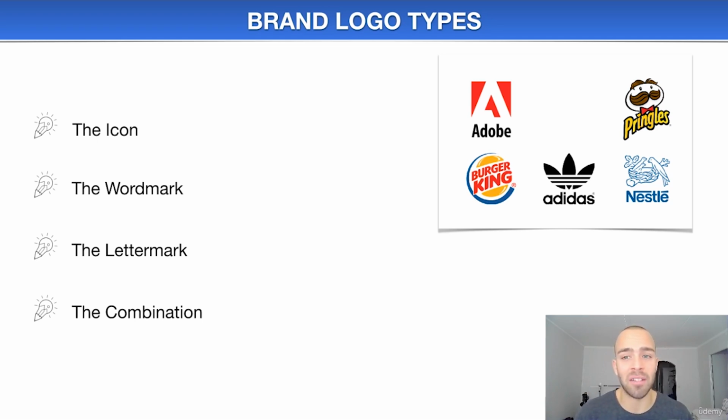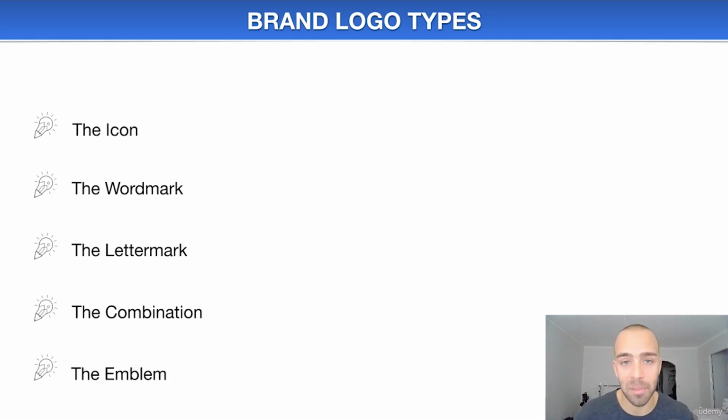But just have in mind to be a little bit careful when doing the separation of the icon and the word mark in your marketing, because it can be a little bit harder for your audience to recognize you by either the logo or the word mark.